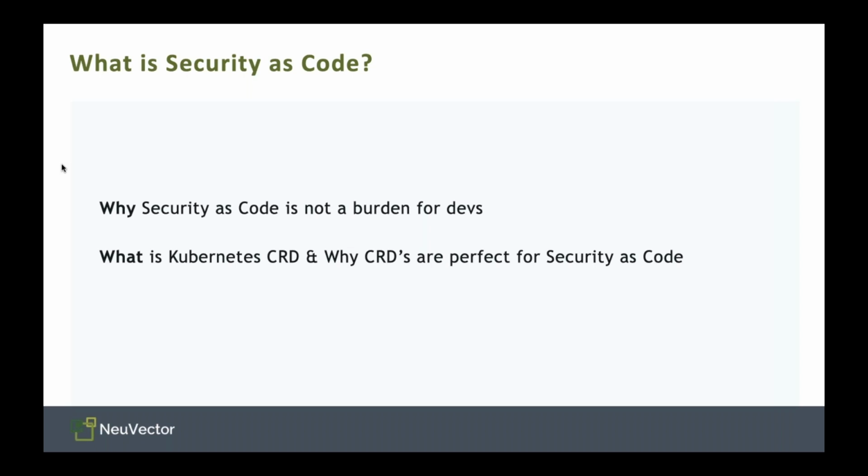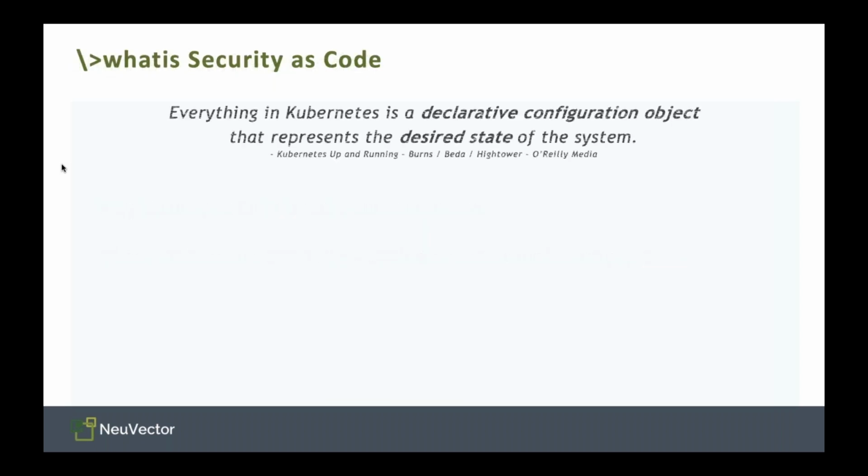And it should not be a burden for the dev team or the DevOps team. And the way Kubernetes works and this thing called CRDs or custom resource definitions is a perfect implementation or perfect use for security as code.